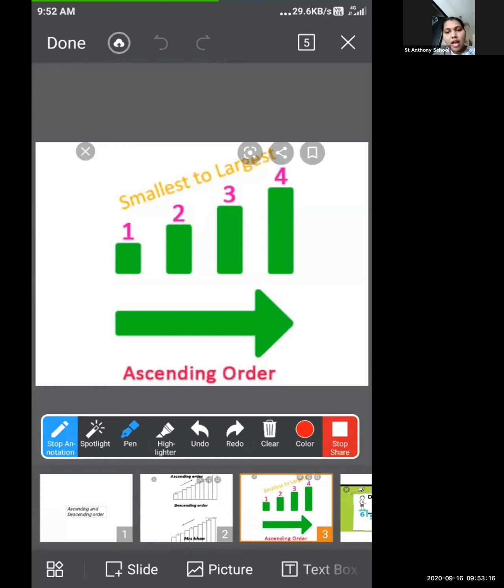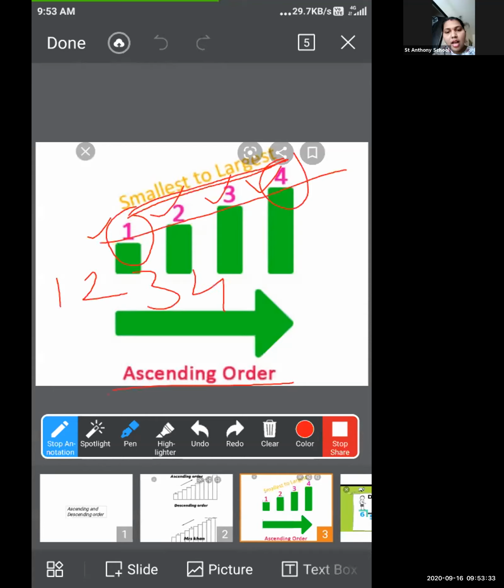With the largest number, it is smallest to largest. So we write here on this number ascending order how it will come: 1, 2, 3, 4. If one more block is there, then 5, 6. It's how much you want. But the main thing is it starts from the smallest number and ends with the largest number. It's called the ascending order.